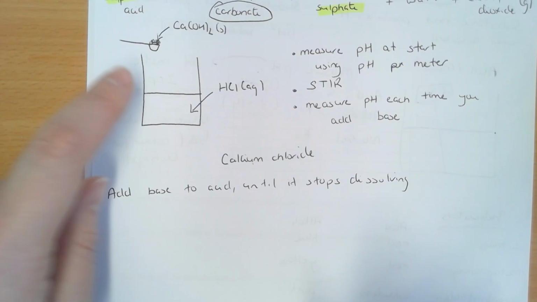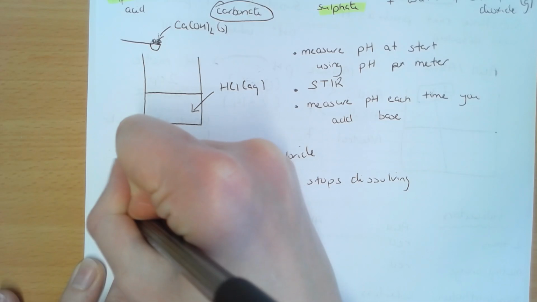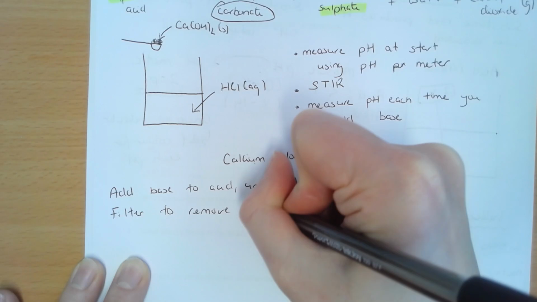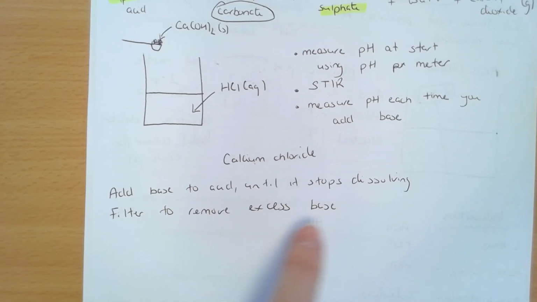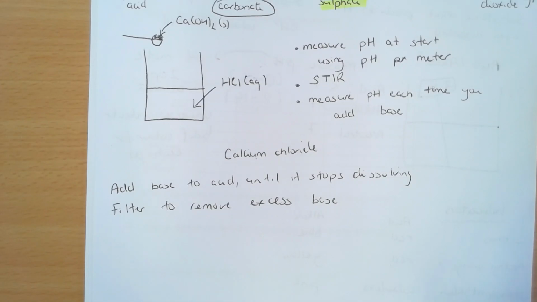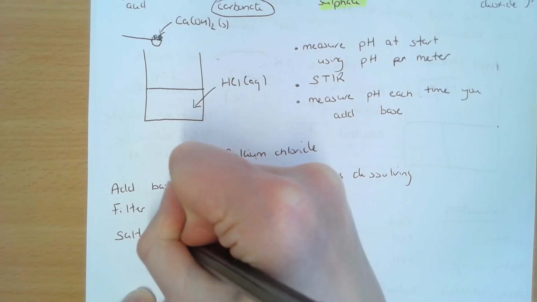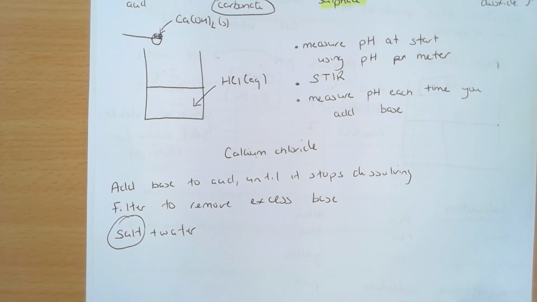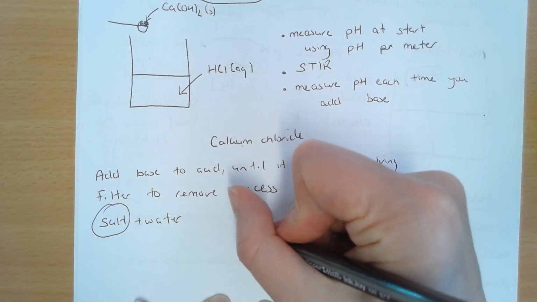So if you want to remove a solid from a liquid, if you think back to separating mixtures, you're going to filter to remove. Excess is the word we use for extra. Add base to the acid until it stops dissolving, then you filter to remove all of the excess base. Okay, and at this point, all you're left with is salt and water. But you don't want salt and water, you just want salt. You're going to need to be able to remove the water. Again, we did this in separating mixtures.